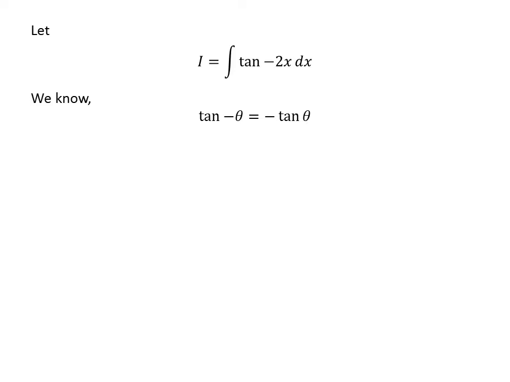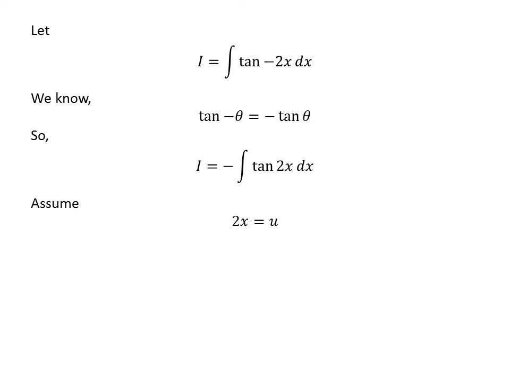The video explaining how to derive this identity is appearing in the upper right corner. Also, the URL address of the video has been mentioned in the description section. So I is equal to minus integral of tangent of 2 times x.